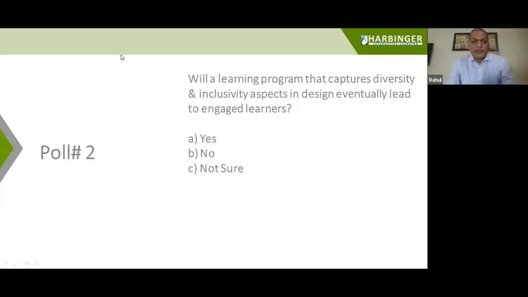It seems there's a clear indication that, to ensure a higher level of learner engagement, we need to capture these components, diversity and inclusivity, in our learning solutions. 86% of people feel yes about this, and 14% feel not sure. So let's see if the conversation we are going to have ahead with Larry, where we ask him a few questions, will help us bring this to a decision point either way.